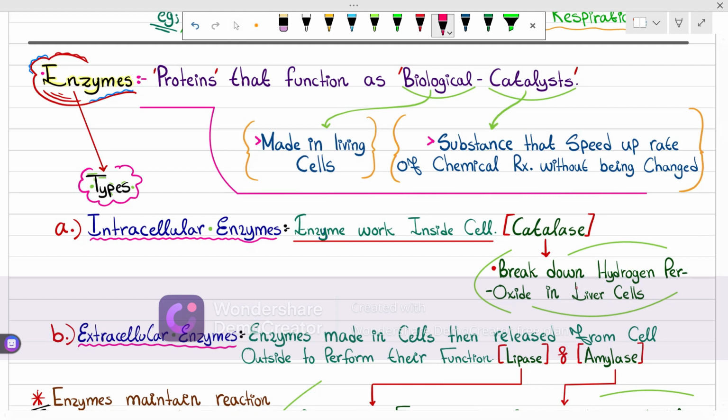Enzymes. Enzymes are proteins that function as biological catalysts. By biological, we mean they are made in living cells, and by catalysts, we mean a substance that speeds up the rate of chemical reaction without being changed. By Rx, I mean reaction. So they are proteins, meaning molecules made of chains of 20 different amino acids, that function as biological catalysts made in living cells to speed up the rate of chemical reactions without being changed.